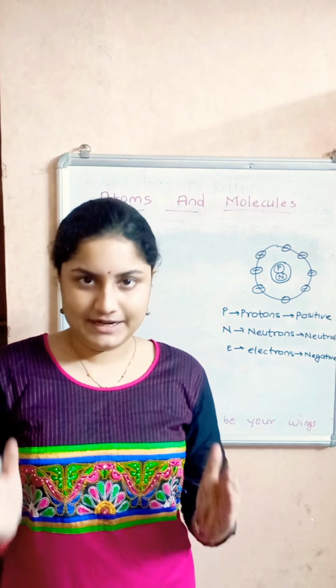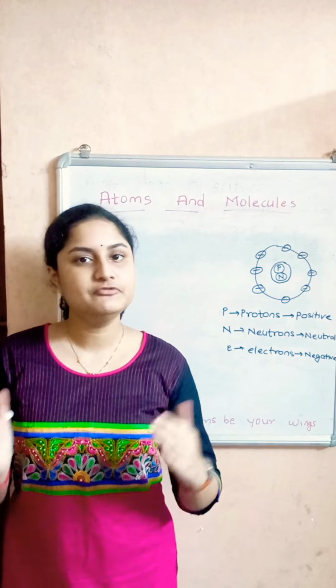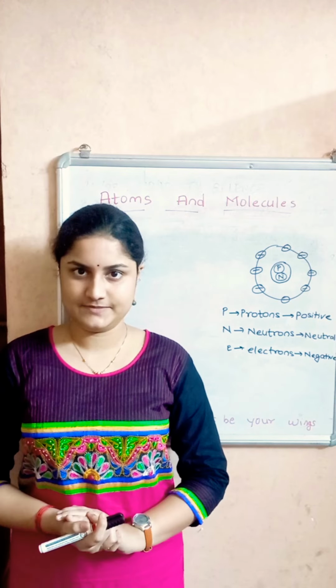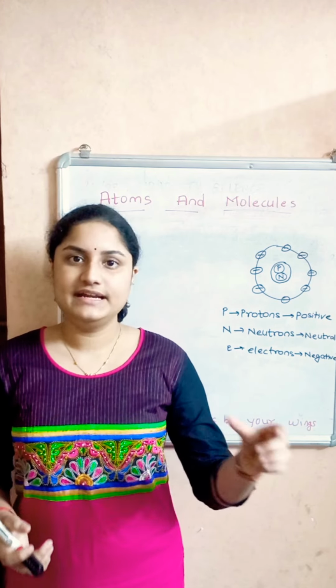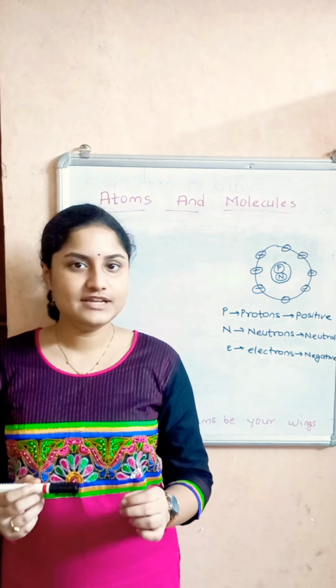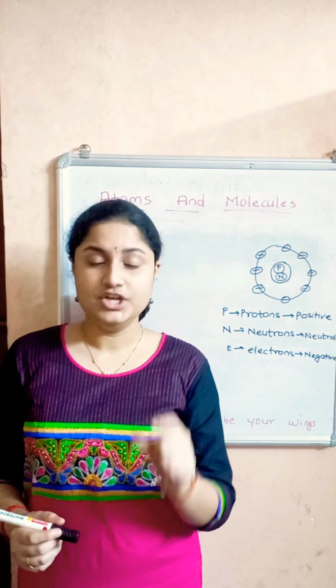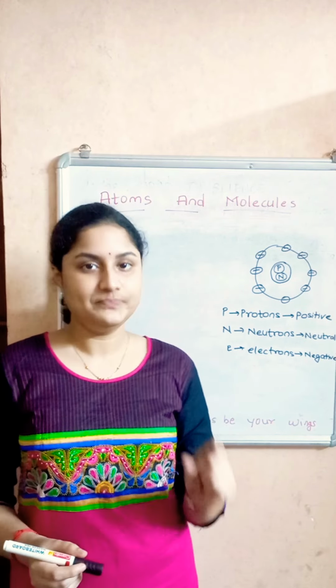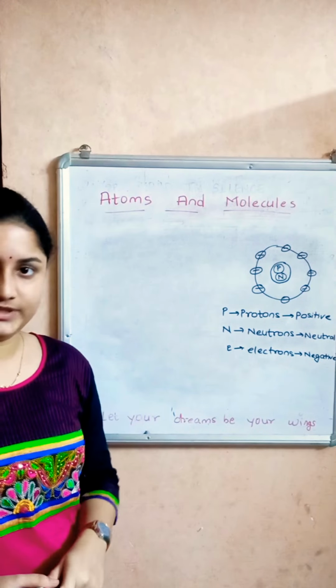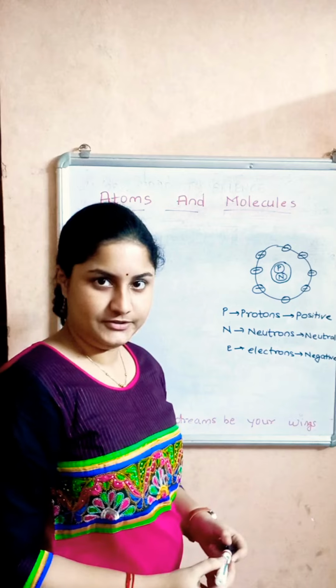So we know that matter is made up of particles, and these particles can be further divided into smaller particles. If we keep on dividing these particles, then there will come one point wherein you cannot divide that particle further. That smallest particle, which is indivisible in nature, is known as atom. Okay? So let us see the structure of this atom that I have drawn here.